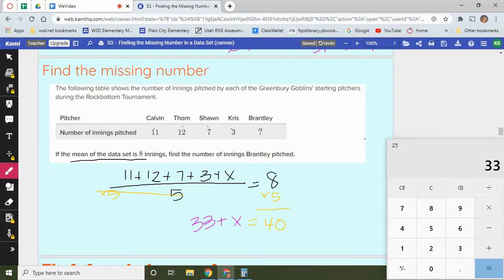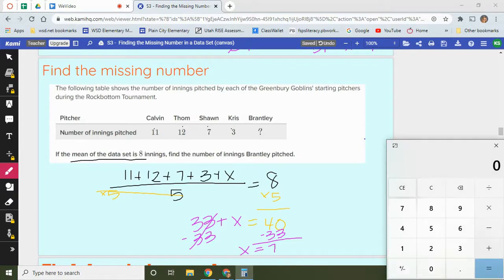How do I get rid of an add 33? The inverse of adding is subtracting 33. X equals, I can either know that it's 7 or I got that calculator. So Brantley pitched 7 innings.